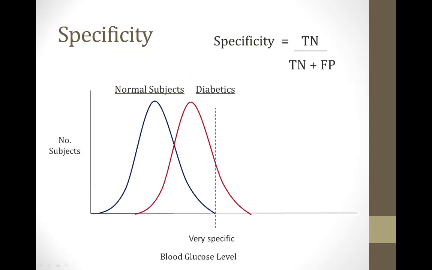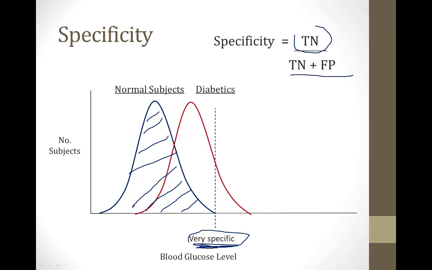So let's look at what some different cutoff points would mean in terms of the specificity. So a cutoff point over here on the right side of the two curves would be very specific, and let's talk about why that is. Well, the true negatives go on top, and let's look at the number of true negatives at this cutoff point. The number of true negatives is huge. Every single normal subject is going to be appropriately classified as a true negative by this cutoff point. And then the denominator of the equation is true negatives plus false positives, but let's look, there are no false positives. There are no normal subjects on the right side of this line.